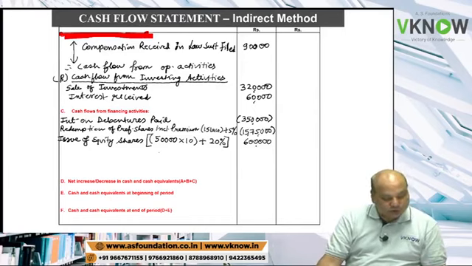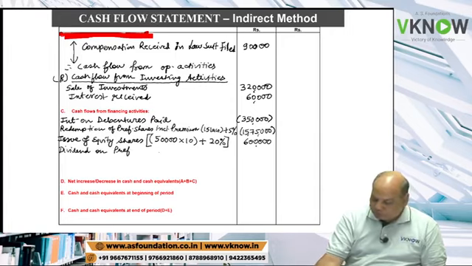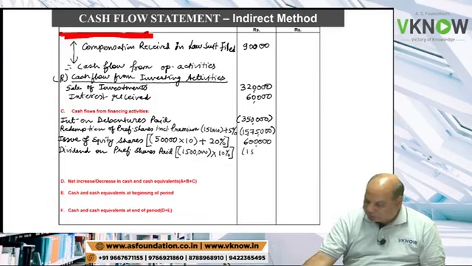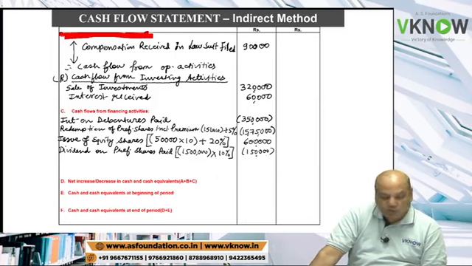Point number C continues. Dividend on preference shares were paid at the time of redemption. So dividend on preference shares paid. Calculation will be 15 lakh multiplied by rate of dividend 10%. So 15 lakh into 10%, in bracket 1,50,000. Come on.